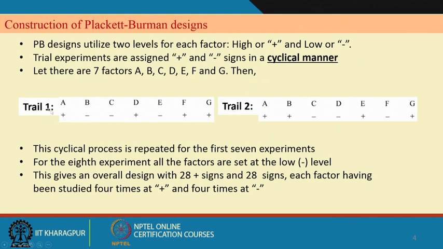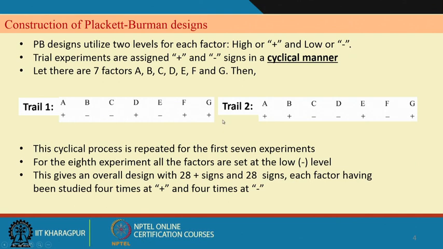Also, you say that trial 1 can be conducted keeping A at high, B at low, C at low, D at high, E at low, F at high and G at high. Then, to maintain the cyclicity, your next trial will start with plus, then minus. In the first trial you end with G plus, so this plus sign will start the next trial first, followed again by the remaining signs from the left.